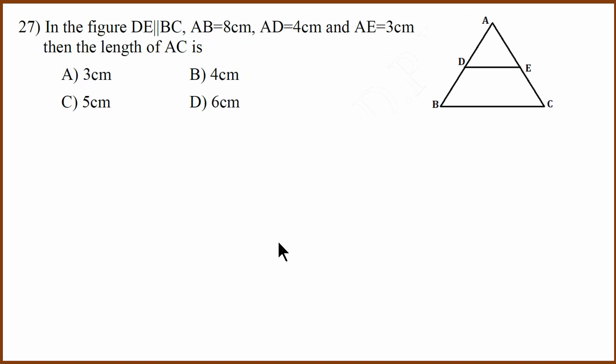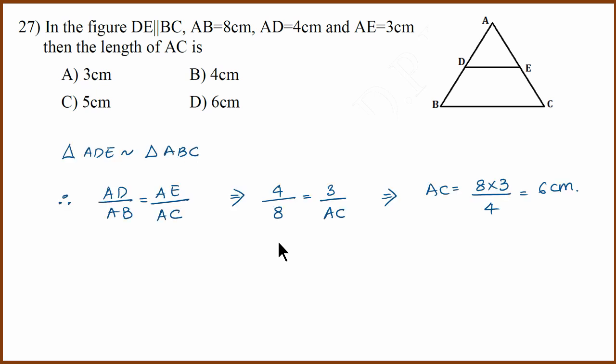This is again a similar triangle question. So we've been given a few sides and we have to find one of the sides. We have to find AC. So how do we find it? We know that the small triangle is similar to the big triangle.